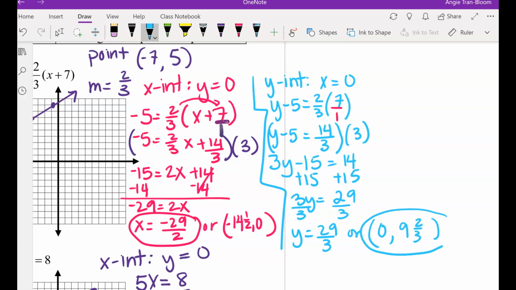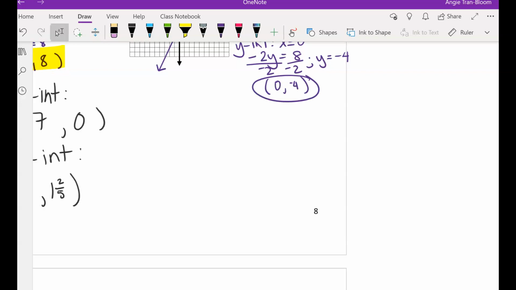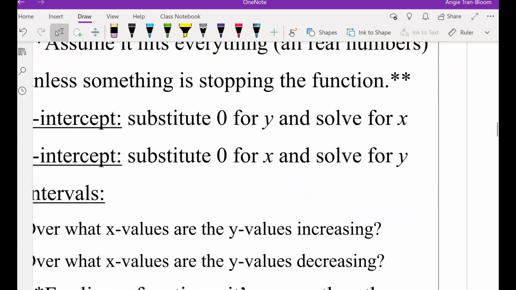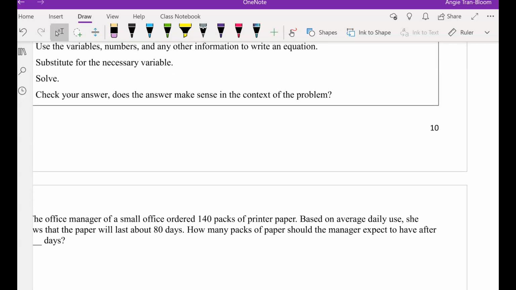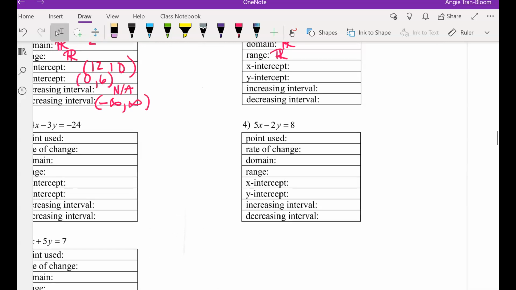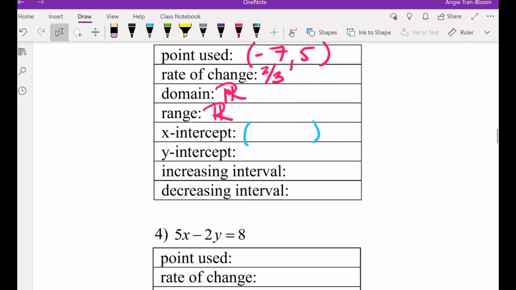Let's go fill those guys in. Ready? Some of you already filled that in. Some of you guys are way ahead of me. I went too far. There you go. All right, remind me of the X-intercept again. What was that? X-intercept was negative 14 and 1/2, comma 0, and the Y-intercept was positive 9 and 2/3. Thanks, guys.